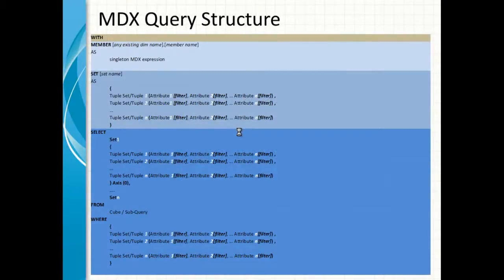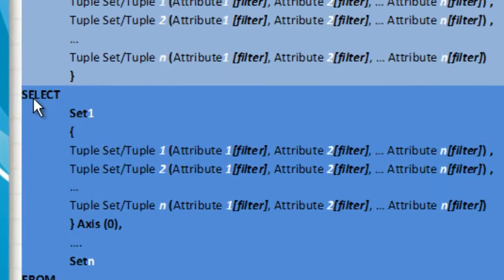Next, let's take a look at the high level view of the MDX query structure. Not the syntax view, but something to provide a structural understanding of MDX queries. What you see on the screen right now, let's start from the select part of it. The select statement carries sets. Here you see it says set 1, which is defined on axis 0, and it can go on till set n. What is a set? It starts with a curly bracket and it closes with a curly bracket.